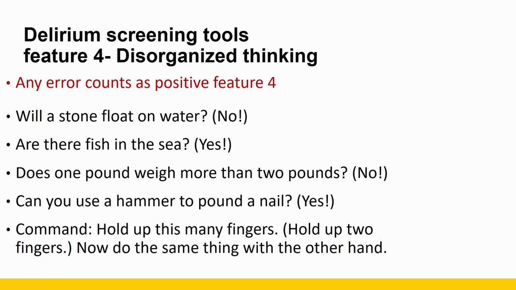Feature 4 is to test disorganized thinking. You will ask a series of questions. Will a stone float on the water? Are there fish in the sea? Does 1 pound weigh more than 2 pounds? And can you use a hammer to pound a nail? You will also provide a command such as, hold up this many fingers. Now do the same thing with the other hand. If you notice any error for these questions, you can count that as a positive Feature 4.